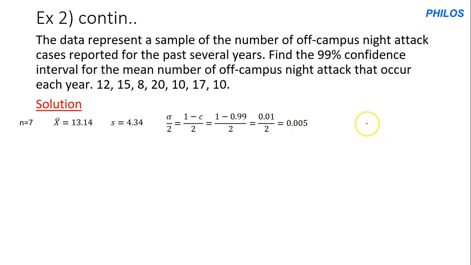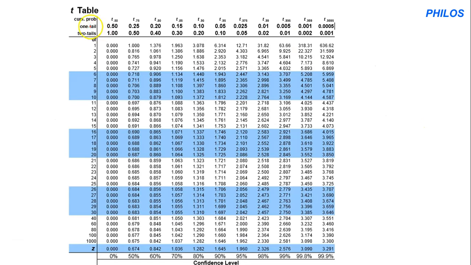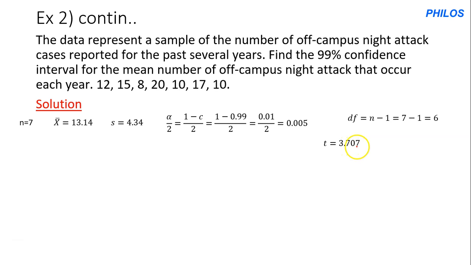And then we find the degree of freedom. Degree of freedom will be equal to sample size minus 1, and that will be 7 minus 1, and we get 6. So let's go to the t-table for the t-score. You go to where they've written 1 tail and check 0.005. So this is it. Against the degree of freedom of 6, we get 3.707. So our t-score is 3.707.